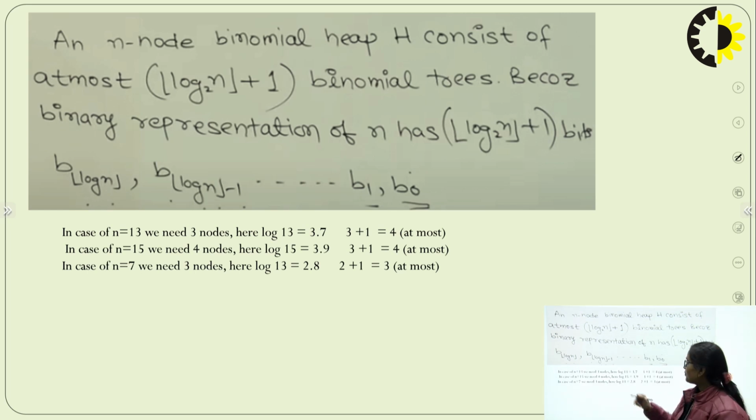That means if we are thinking of a case having n equals 13, we know 3 nodes as we have proved earlier. Here the log of 13 is 3.7, or we can say the floor value is 3. We are taking the floor value, the decimal part is discarded. So 3 plus 1, 4. That means at most 4 trees are required to create a binomial heap having exactly n equals 13 values, and so on. You can calculate all these values.